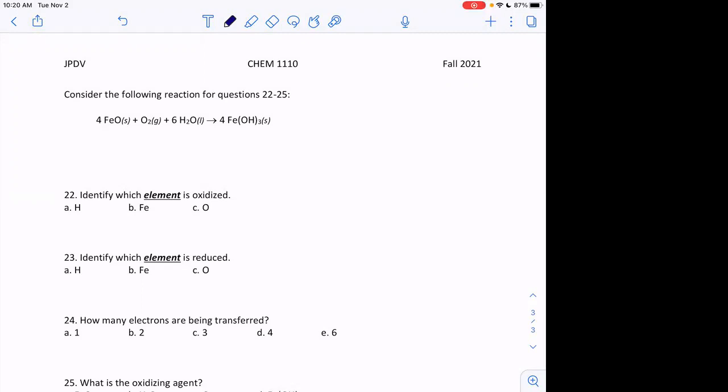4 iron(II) oxide, plus oxygen gas, plus 6 waters gives me 4 iron(III) hydroxide precipitate. Identify which element is oxidized. I asked for the specific element. What's being oxidized here?